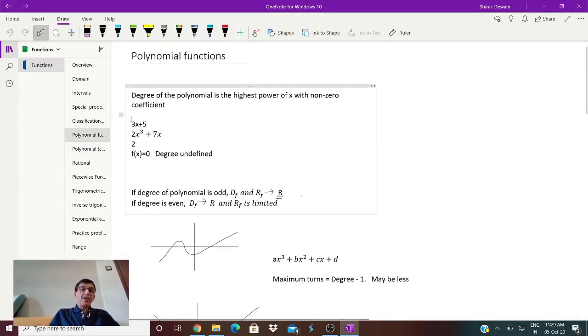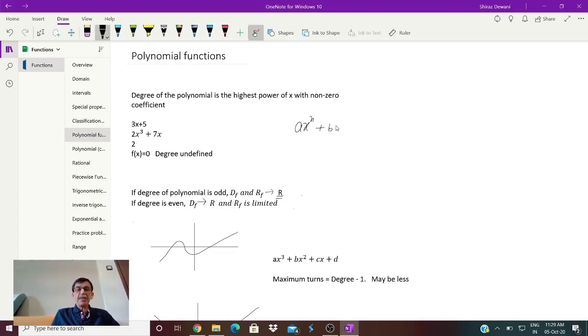Now, in a polynomial, one thing that you must remember is what is known as the degree of the polynomial function. The degree of the polynomial function is the highest power of x with a non-zero coefficient. Suppose you write a polynomial as a x raised to the power n plus b x raised to the power n minus 1 plus c x raised to n minus 2 and so on till m x plus n. Now here this n is an integral value. It has to be an integer, something like 5, 6, 7. So these are integral values. They can't be fractions or negative numbers.